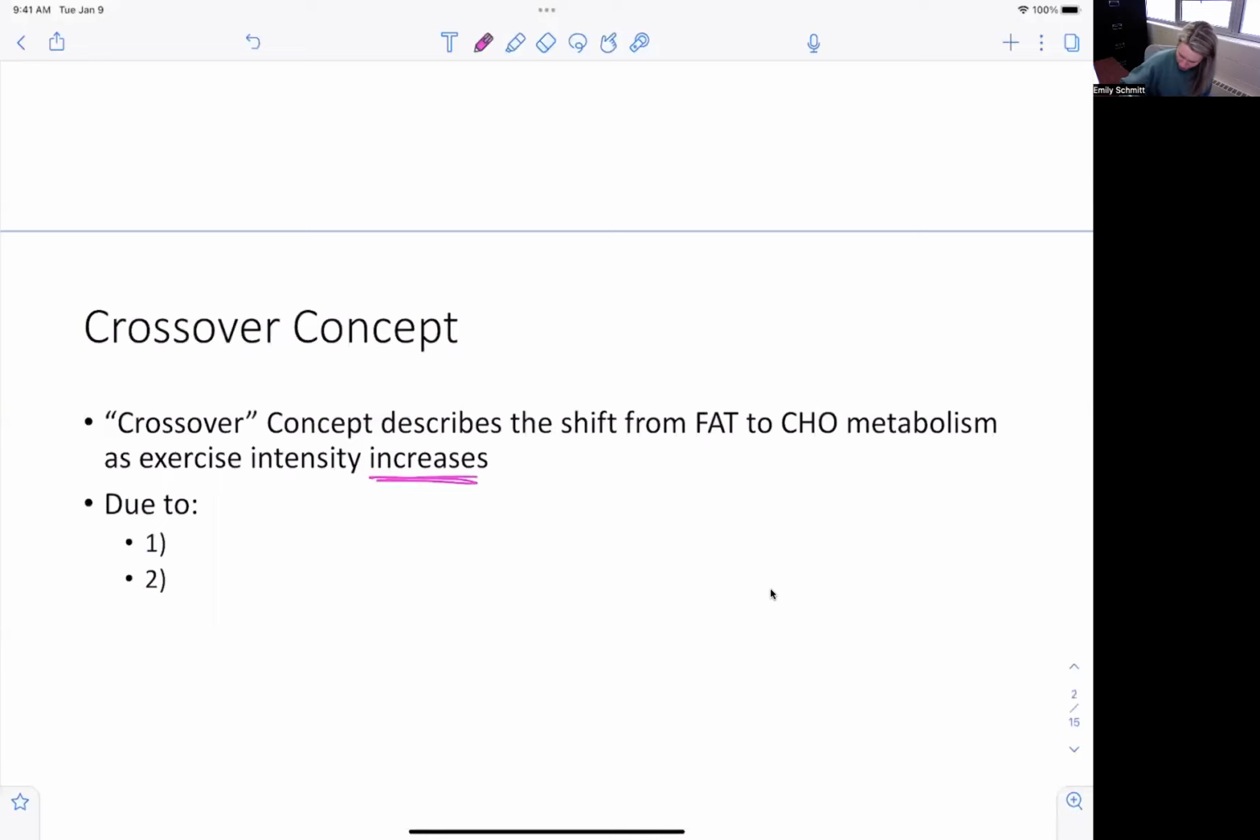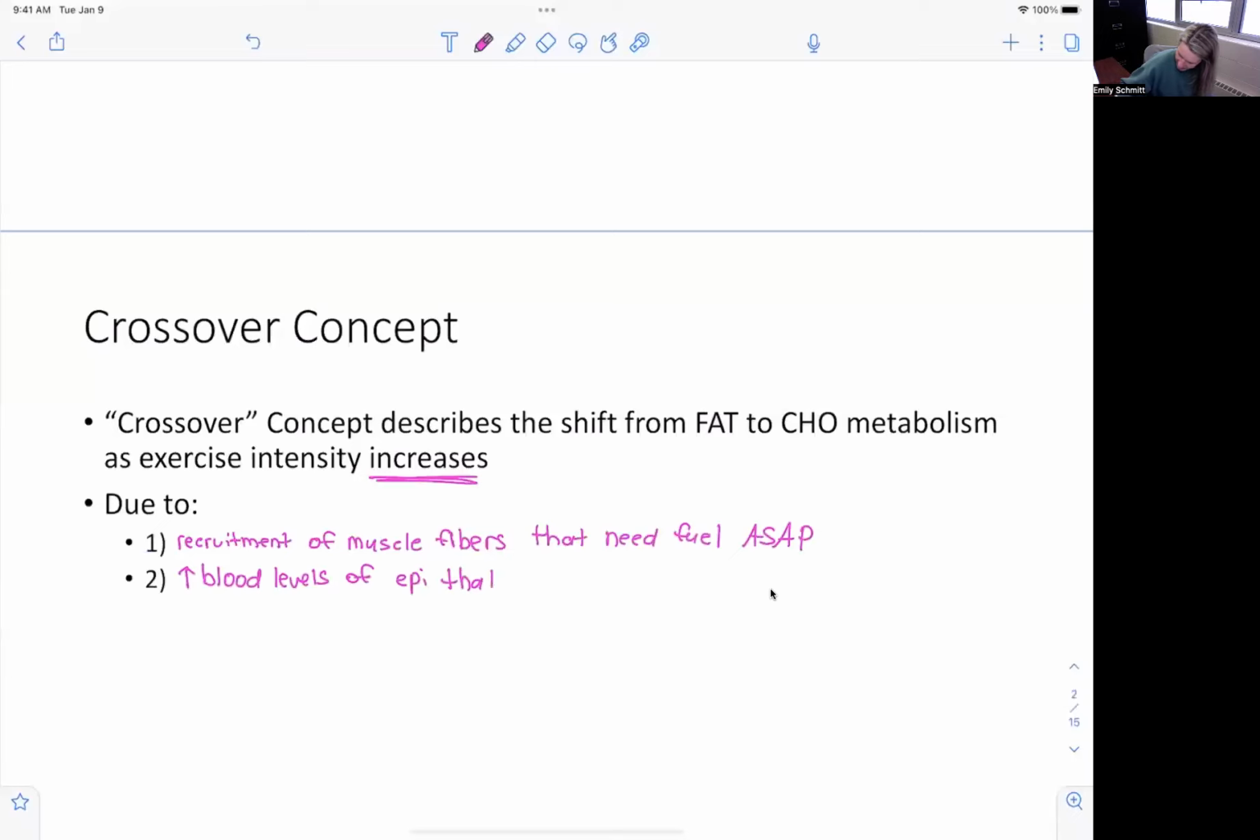This is due to recruitment of muscle fibers that need fuel ASAP, and the increase in blood levels of epinephrine that stimulate glycogenolysis.